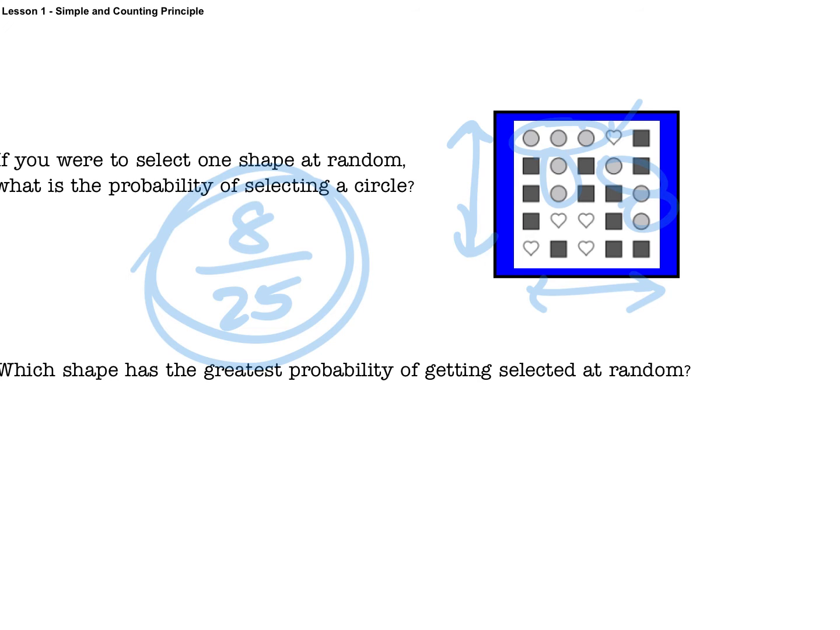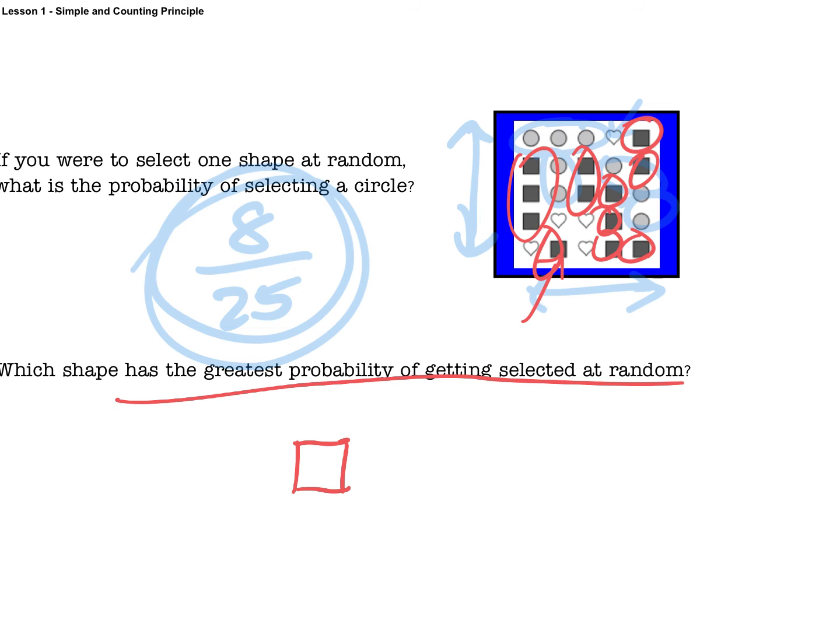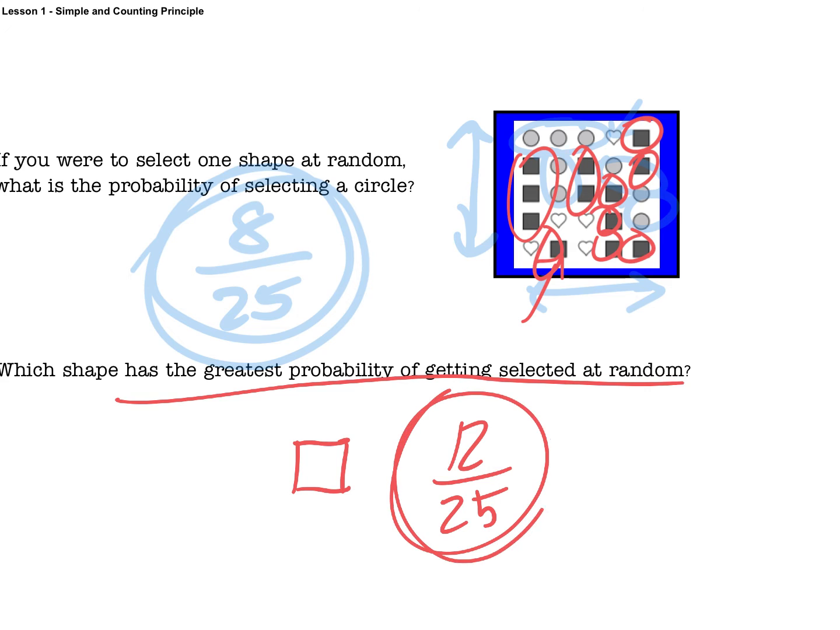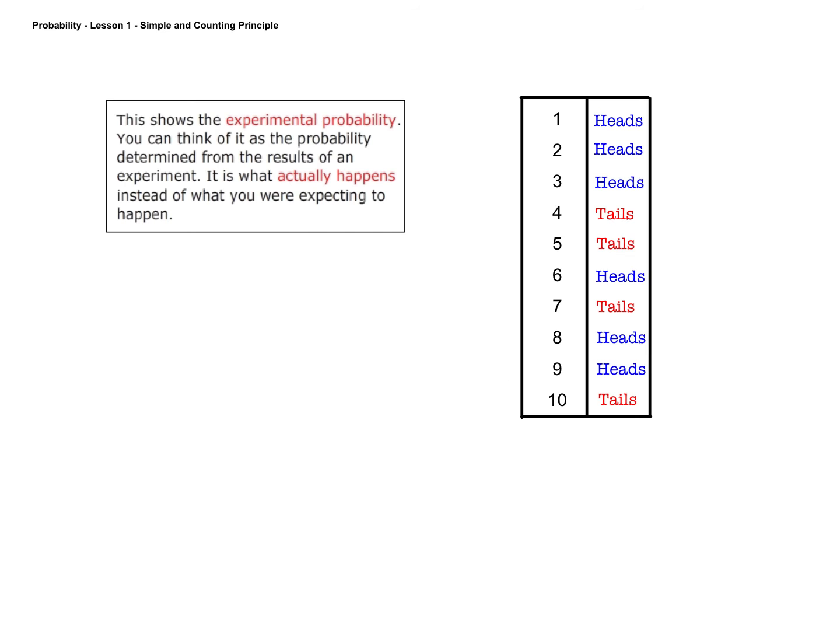Okay, so how about the greatest probability of getting selected? Well, there's a lot of squares. In fact, if I count them up, there's actually way more squares than anything else. So a square is the shape that had the greatest probability of being selected. It never asked what that probability is. It wouldn't be too hard to do. 3 plus 1 is 4, 5, 6, 7, 8, 9, 10, 11, 12 out of 25 was your probability of that. All right.